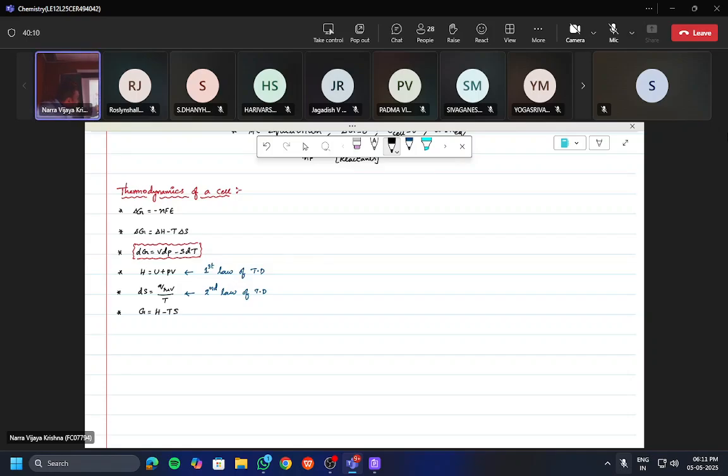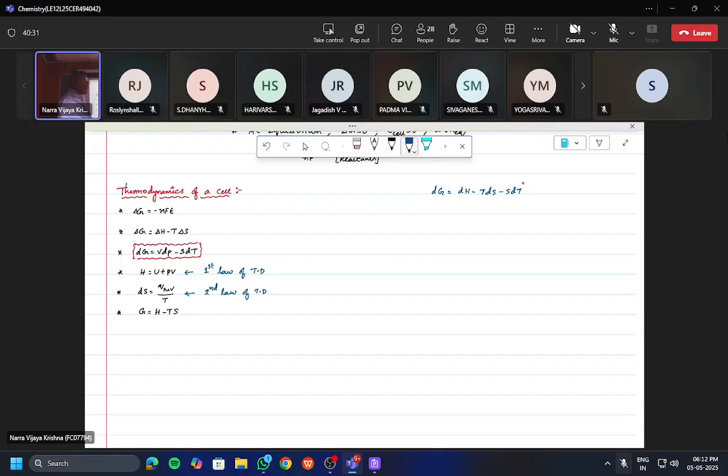Can I write G equal to H minus TS or not? Now, differentiate this equation. Then what do I write? dG equal to dH minus TdS minus SdT. Correct? I am differentiating this equation.